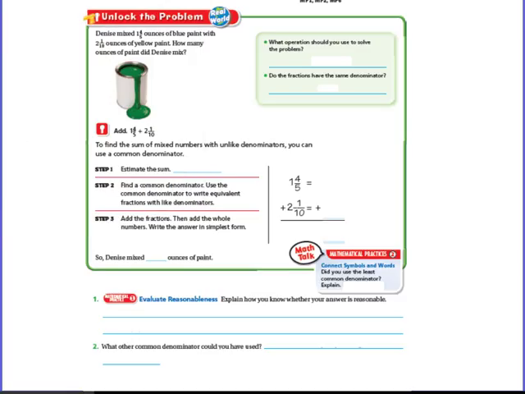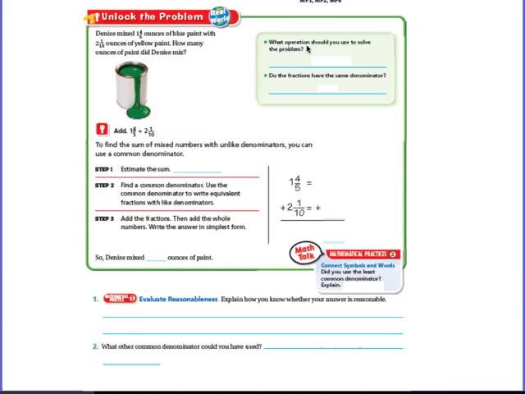Today we are going to add and subtract mixed numbers. Let's unlock the problem. Please open your book to page 383. Denise mixed 1 4/5 ounces of blue paint with 2 1/10 ounces of yellow paint. How many ounces of paint did Denise mix?